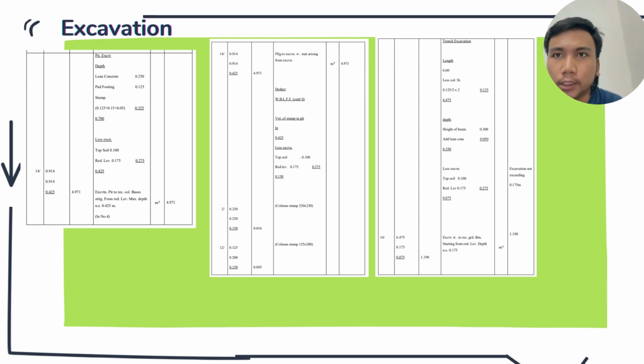For the trench excavation, we continue with the length, which is 6.60, and the depth is 0.350. For the last excavation, we calculate 14 times 6.575 times 0.175 times 0.075, and we get 1.190 meter cube.